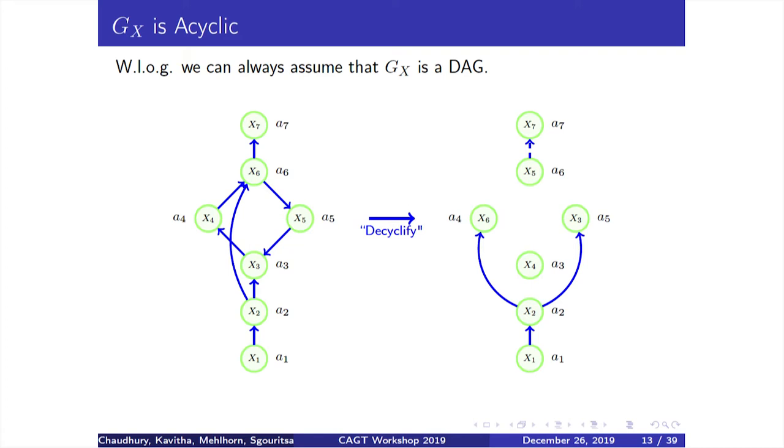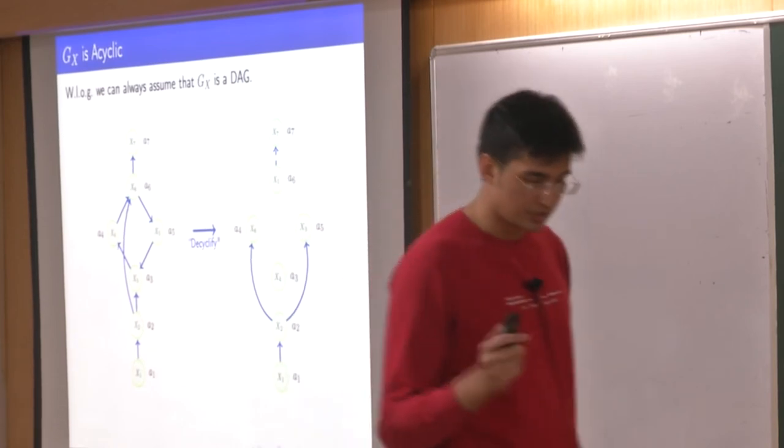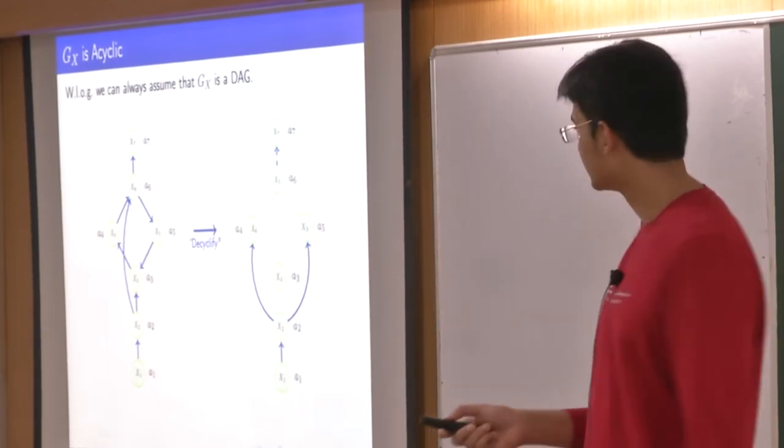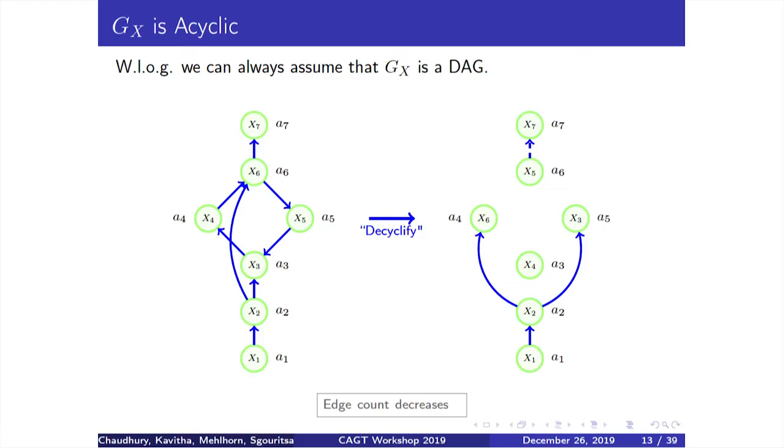There was an edge from A2 to A3. Now X3 is with agent 5, so this edge reorients. Importantly, we do not introduce any new NV edges. And the NV edges along the cycle disappear. So the edge count decreases. You can keep doing this until you can make it acyclic.